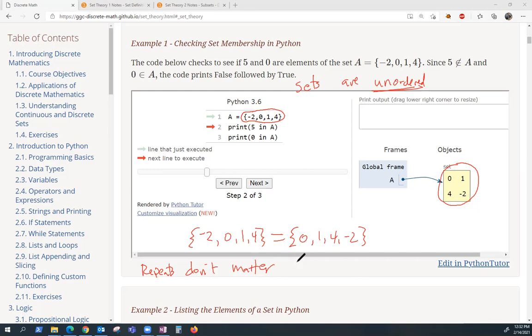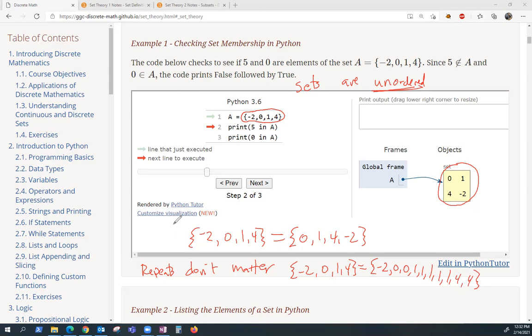That is, if I write the set -2, 0, 1, and 4, that is the same set as writing -2, 0, 0, 1, 1, 1, 1, 1, 4, 4. And I could get even more ridiculous with it. Because the zeros and the ones and the fours are repeated, those are the same sets. And we'll talk about that a little bit more when we get into what we mean by sets being equal.